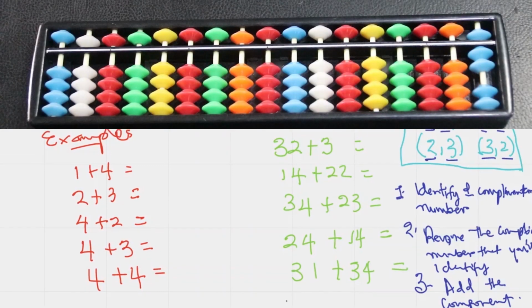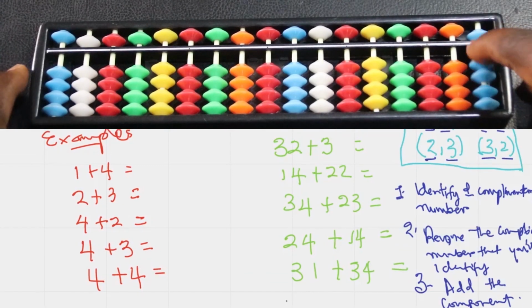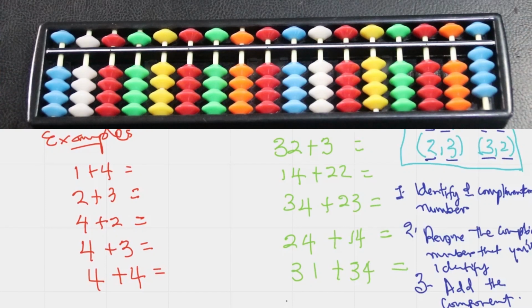Okay? So again, we want to do 4 plus 4. Let's go. 4 plus 4. I want to add 4. I will have to say, what's the 5 component of 4? Is 1. So I will remove that 1 and then add 5. 4 plus 4 is 8. If you check my screen, I have 8 on the screen.